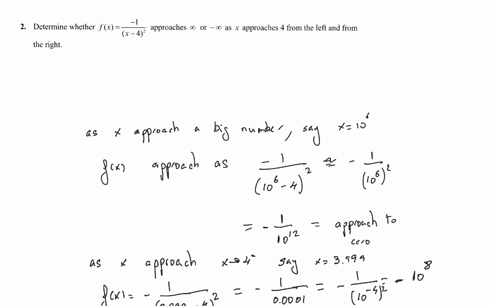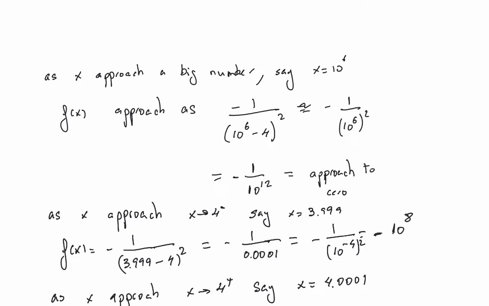So when x approaches a big number, this will approach minus 1 over x minus 4 squared, that is 10 to the 6 minus 4 squared. But you can think that 1 million minus 4 is almost 1 million. So it will approach minus 1 over 10 to the 6 squared, which is minus 1 over 10 to the 12. When you divide 1 by a big number, you approach 0. So when x approaches infinity, the function approaches 0. Wow. So let's go now to solve the problem.